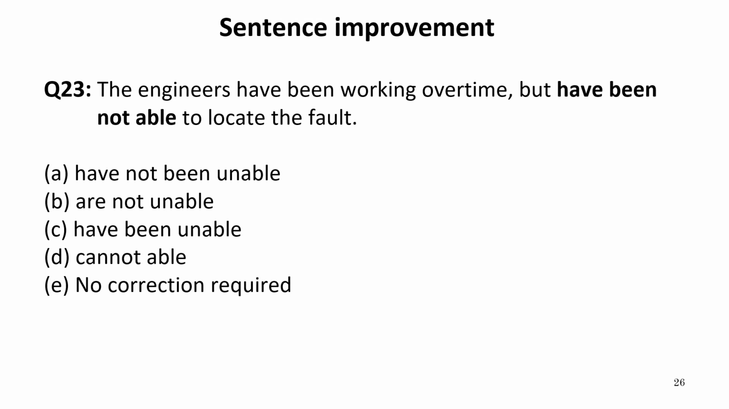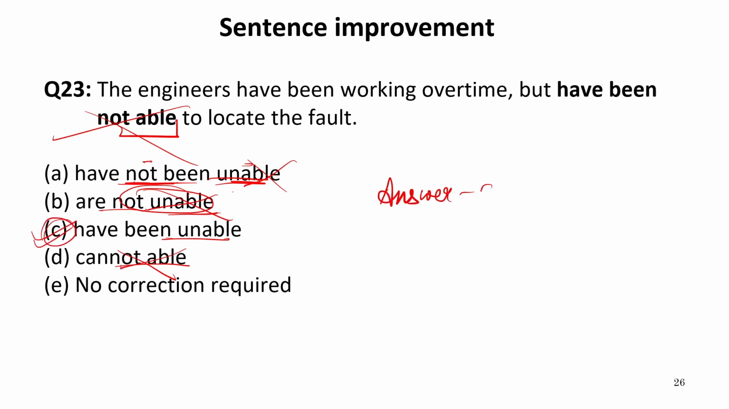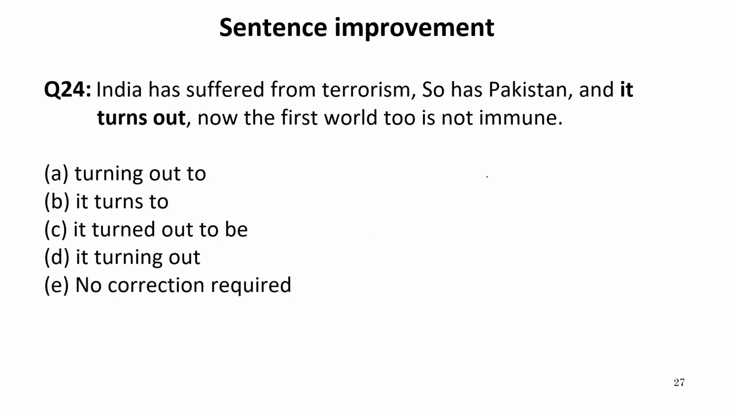The engineers have been working overtime but have been not able to locate the fault. Now we cannot write not able. Instead we write unable. Have not been unable. Now not and unable cannot come together because minus becomes positive. This statement will be incorrect. Are not unable, again not unable cannot be together. Have been unable is correct, so C is the correct answer. So our answer is C, which is absolutely correct. Now let us move to the next one.